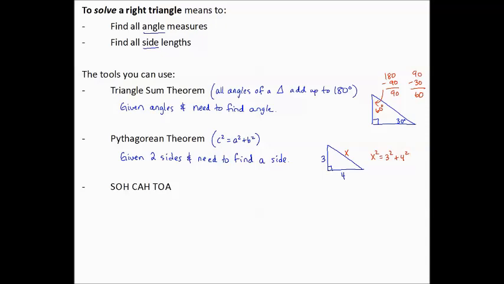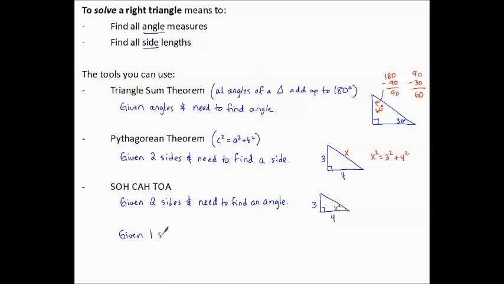Then we have Sohcahtoa. This can be used for multiple things. One is if we are given two sides and need to find an angle. What does that look like? I'll give you the same picture, a 3 and a 4, but this time what I'm missing is this angle right here, x degrees.